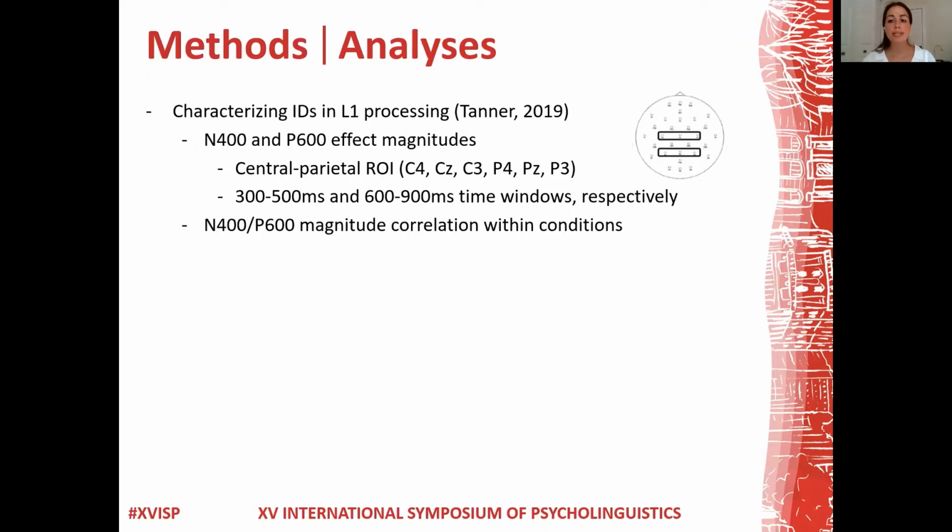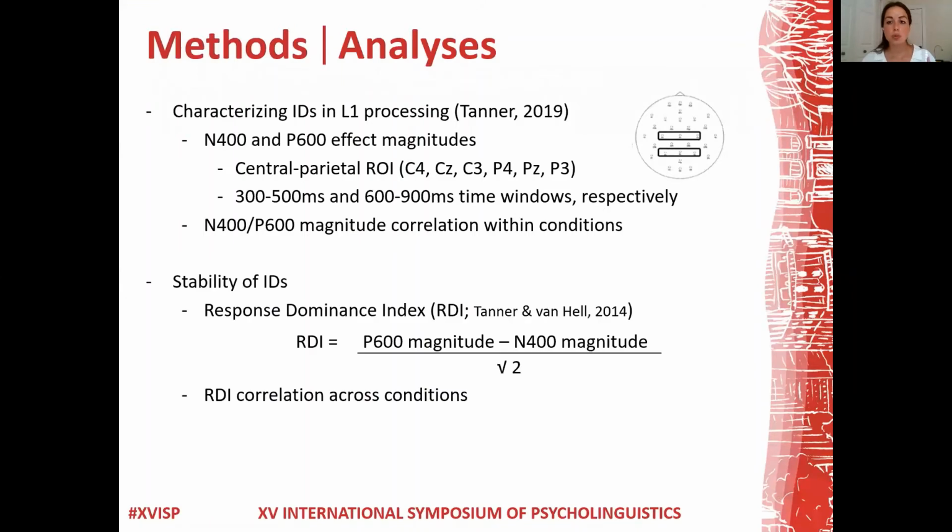And then we examined the correlation between the two effects in order to determine if participants exhibited either an N400 or a P600 effect. In this case, we would see that negative correlation that I was showing before. On the other hand, if we find a biphasic pattern, in this case, we would not see that correlation.